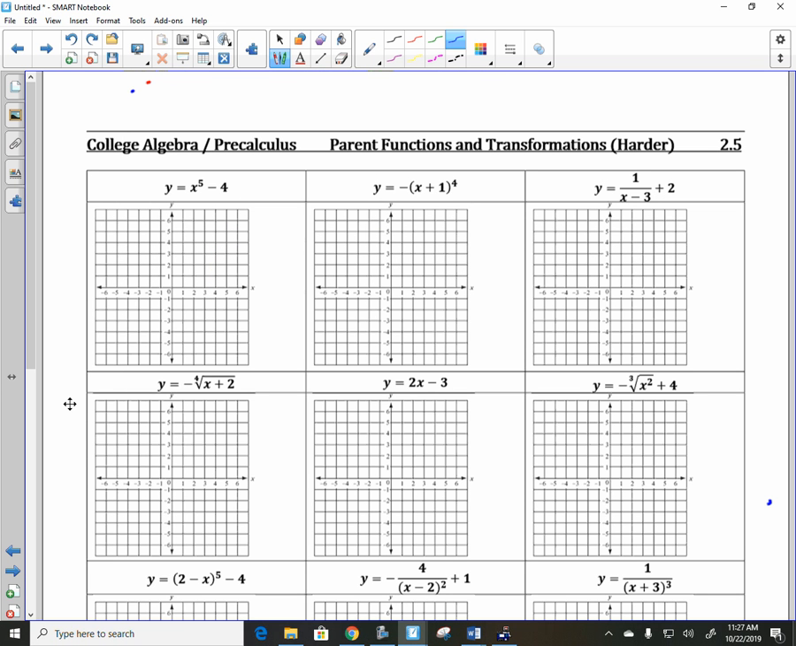x to the fifth. x to the fifth looks like x to the third. Yeah, it looks just like a cube.